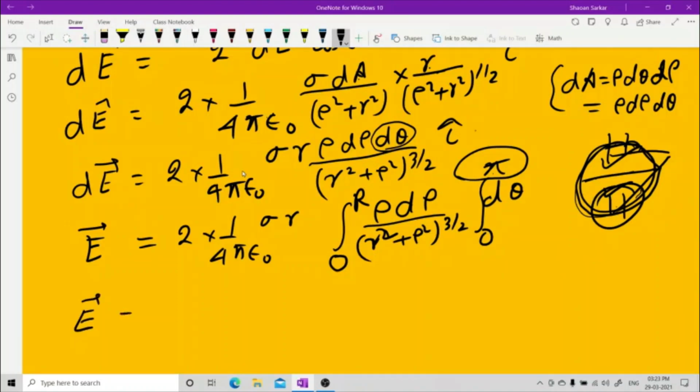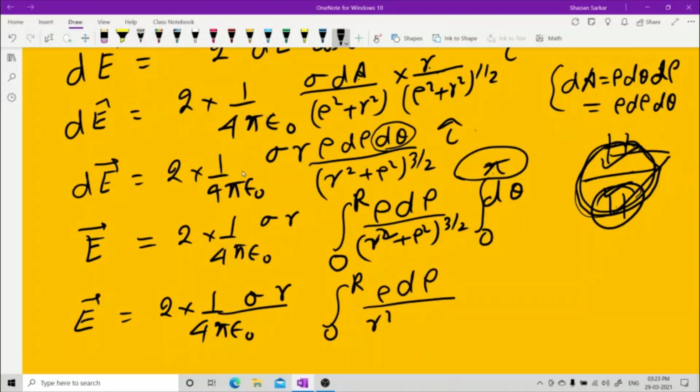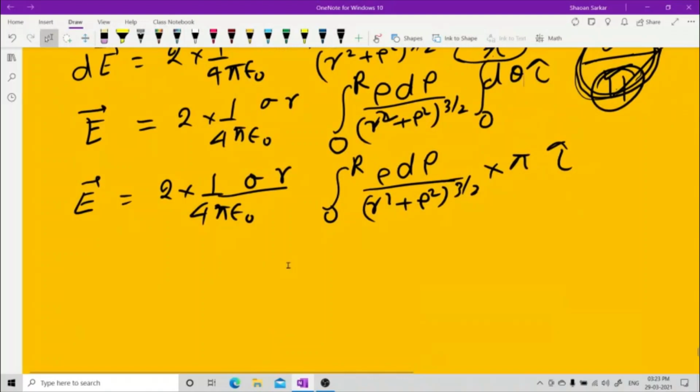E is now 2 into, don't cancel anything right now, 1 by 4 pi epsilon naught sigma r, integral 0 to R rho d rho upon r square plus rho square to the power of 3 by 2, into pi. So bring this pi here. This is i cap. I forgot to write i cap. This i cap must be written along with it. Vector form must be kept.